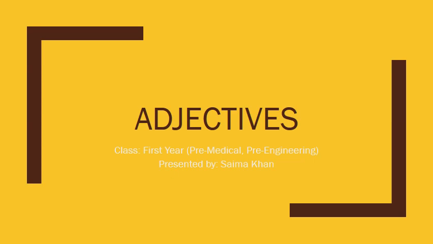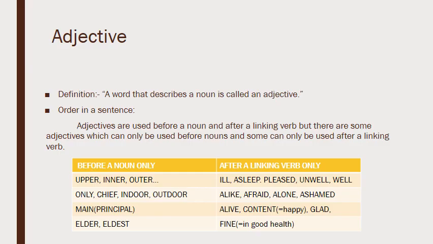Today we are going to study about adjectives, kinds of adjectives and degrees of adjectives. First of all, definition of adjective. A word that describes a noun is called an adjective. Order in a sentence. Adjectives are used before a noun and after a linking verb, but there are some adjectives which can only be used before nouns and some can only be used after a linking verb.